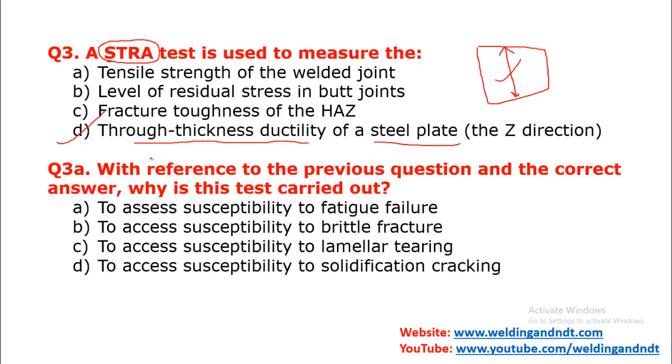Now, question number 3A. With reference to the previous question and the correct answer, why is this test carried out? Why is the through thickness test, STRA test, carried out? This is carried out to assess susceptibility to lamellar tearing. Lamellar tearing is a kind of defect in material, and I have explained these mechanisms in my CC 3.1 video lecture series. But for the timing, let us understand that to detect the susceptibility of lamellar tearing, we do the STRA test.